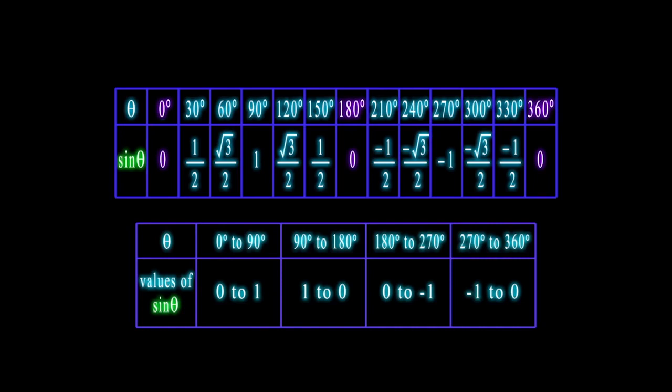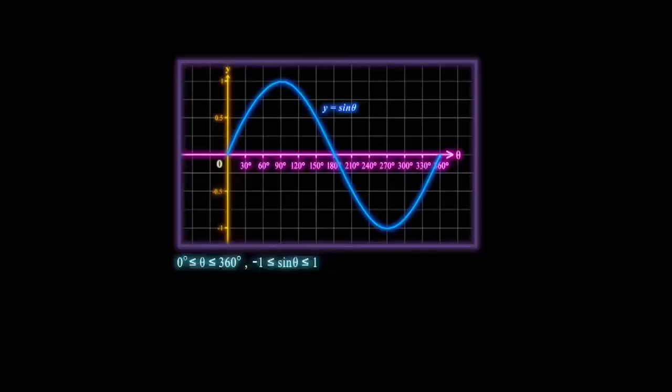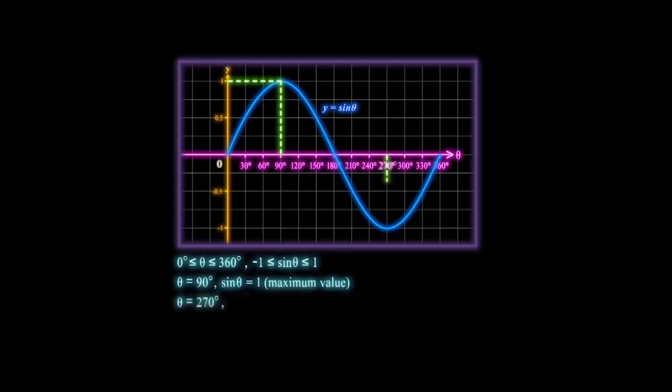The relationship between angle theta and sine theta is shown by a graph like this. This is the graph of the sine function. We can observe that when angle theta is equal to 90 degrees, sine theta is equal to 1. This is the maximum value of sine theta. When angle theta is equal to 270 degrees, sine theta is equal to -1. This is the minimum value of sine theta.